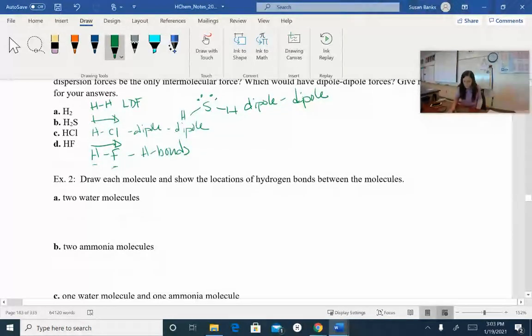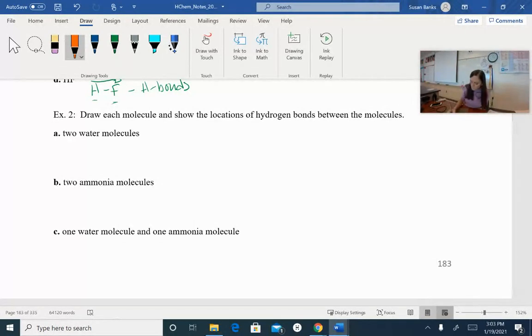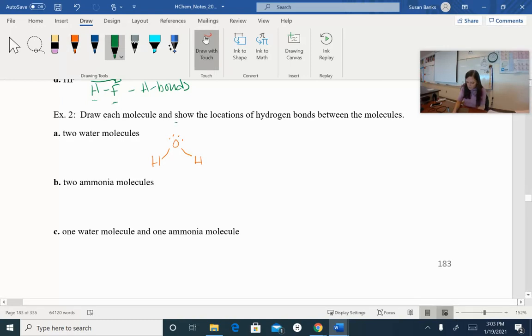All right, so draw each molecule and show the locations of hydrogen bonds between the molecules. Let's do 2 water molecules. So if I have water, remember, opposites attract. So the oxygen end is going to be partially negative, and the hydrogen end is going to be partially positive. So that means on another water molecule, the hydrogen is going to have to be attracted to the, you guessed it, oxygen.